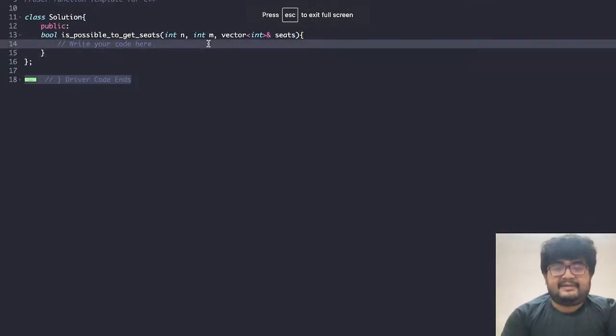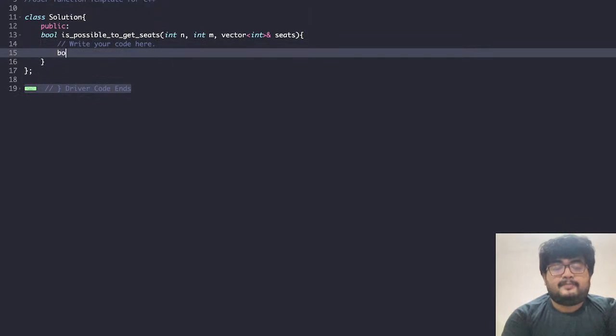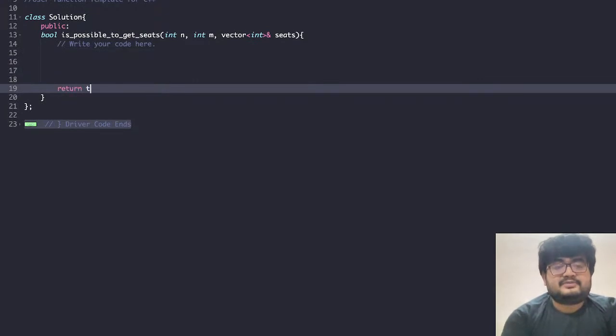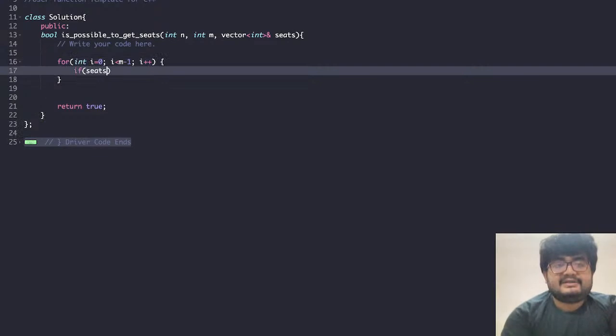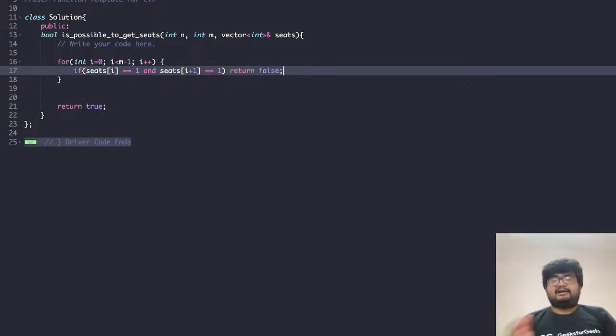So we have m seats available and a vector in seats, right? So bool is, or rather let's do it like this. Finally, when we come to this position, we'll just return true, and otherwise for int i equals 0, i less than m minus 1, i plus plus, and inside this we'll check if seats of i is equal to 1 and seats of i plus 1 is equal to 1. If both are equal to 1, that means this is an invalid arrangement, like two persons are sitting next to each other. So we'll just return false, right? We will just return false in this case.